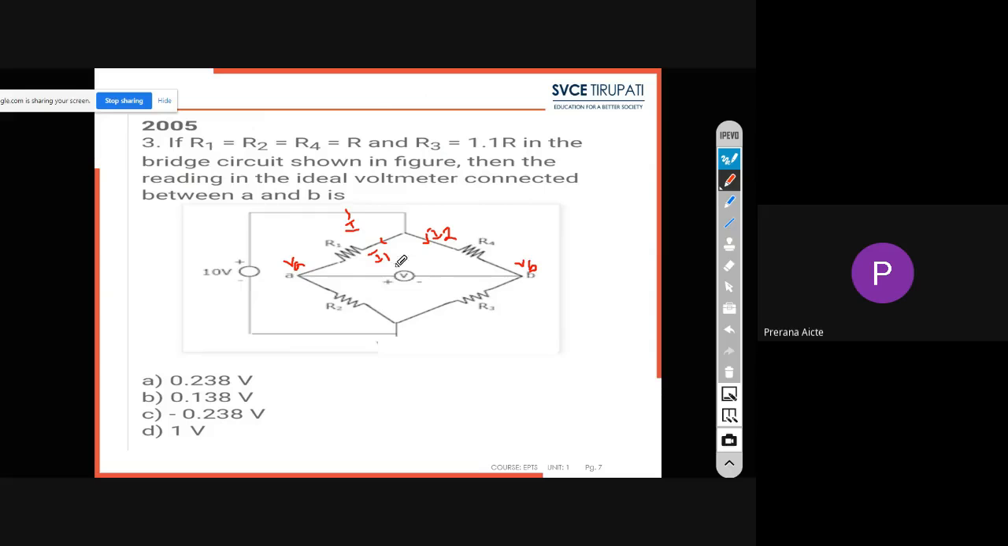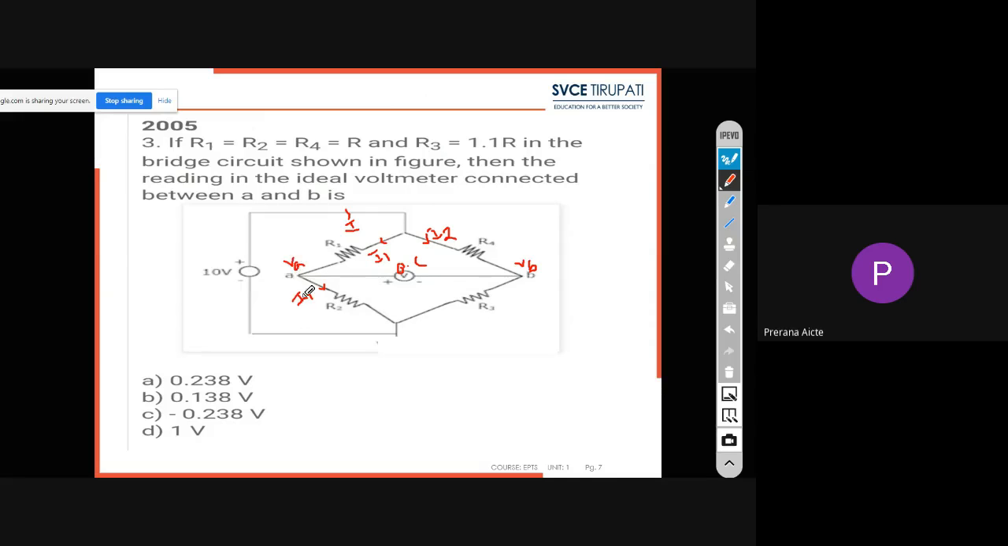There is only an ideal voltage source. An ideal voltage source has no resistance, so it will be like a short circuit. This is very important. Whatever current is flowing, the same current is also flowing through R2. So how are they connected? R1 and R2 are connected in series. These two are in series, and these two are also in series. Is it clear?